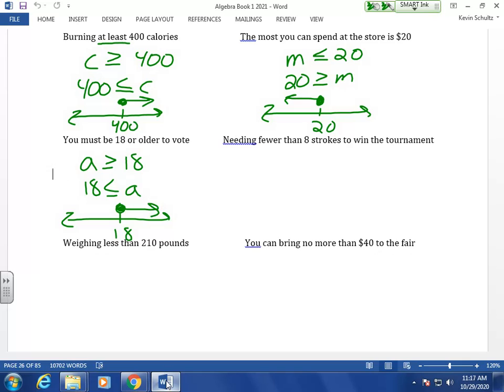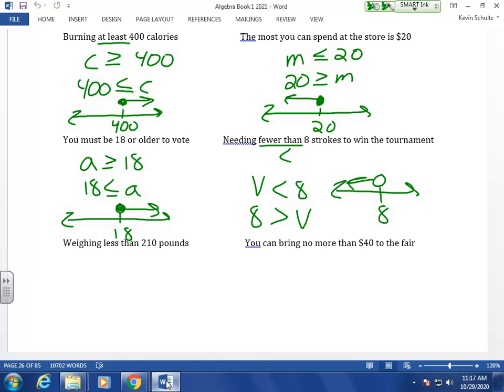Needing fewer than 8 strokes. Fewer than would be the key phrase here. It refers to less than symbol. So my S's look like 5s. What did I use yesterday? Oh, V for victory. That's right. So victory is less than 8 strokes, or 8 is greater than V. The graph, open circle at 8, going to the left.